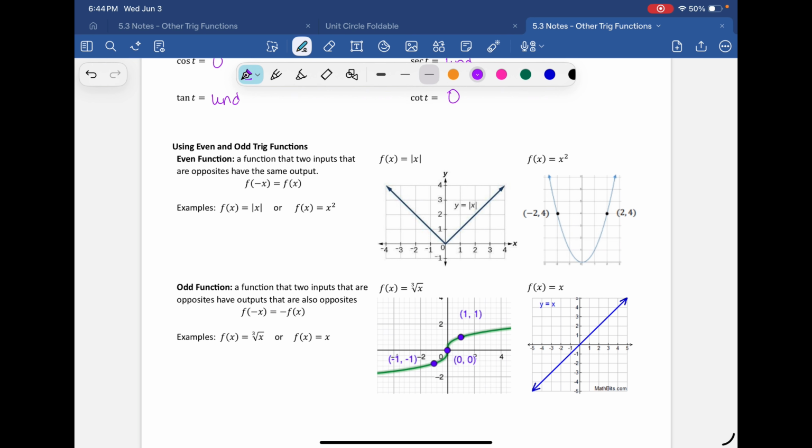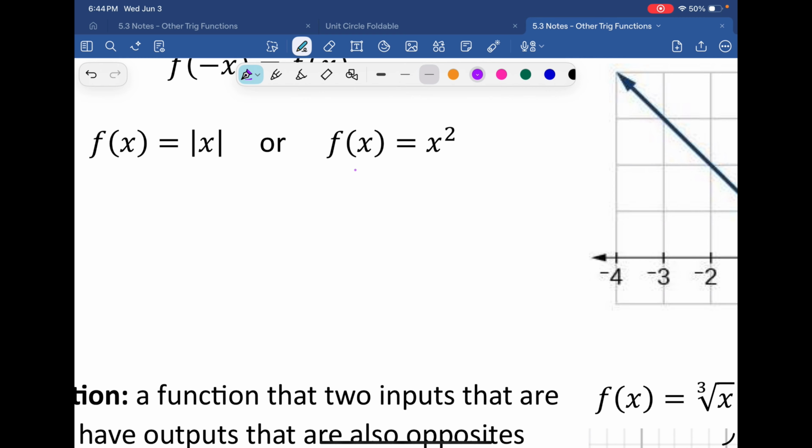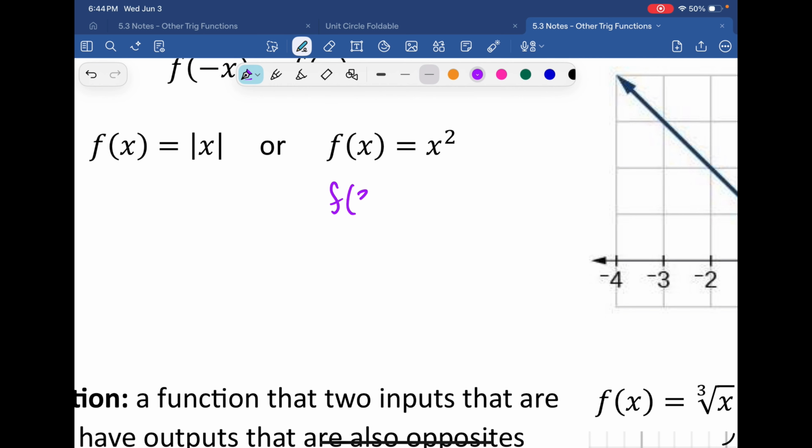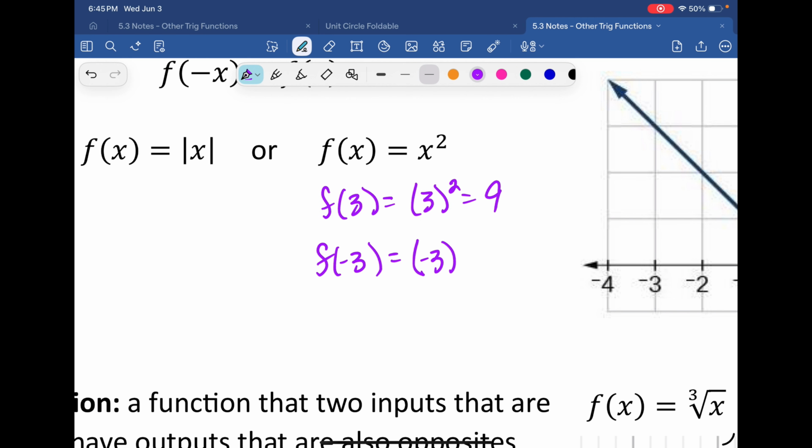Okay, using even and odd functions to evaluate. So an even function is a function where two inputs that are opposites have the same output. So that means if I plug in a positive and a negative of the same number, I'm going to get the same output. Let me give you an example. Let's say I plug in a positive 3. Well, 3 squared is 9. If the function's even, that means if I plug in the opposite, so negative 3, I should get the same output. Negative 3 squared is positive 9.